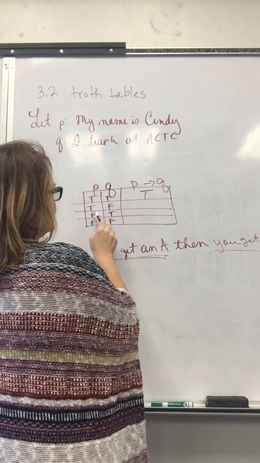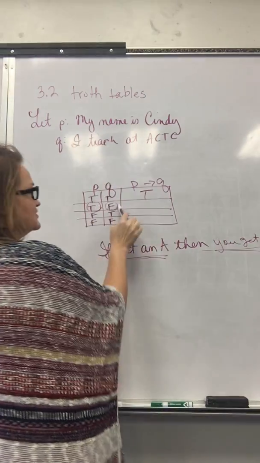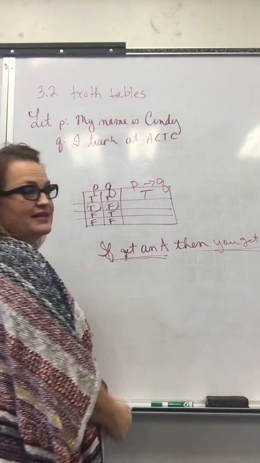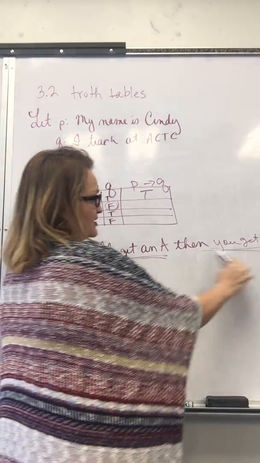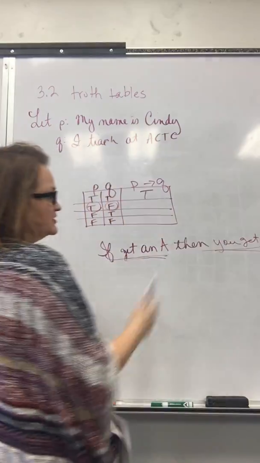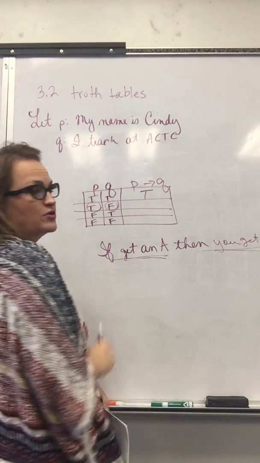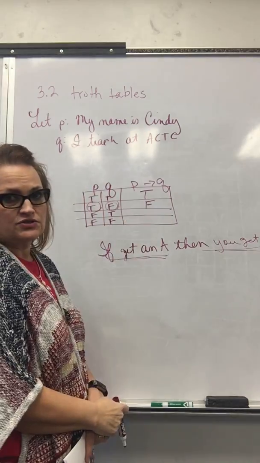But let's say you got the A, and then the part about you getting the car was false. That's kind of the broken promise. You didn't keep your promise. You said if you get the A, you get the car. So a true, you got the A, and then a false, you didn't give them the car. You broke your promise there, didn't follow up on that. That's the false one in this rule.